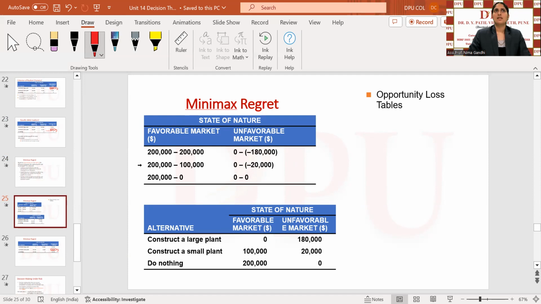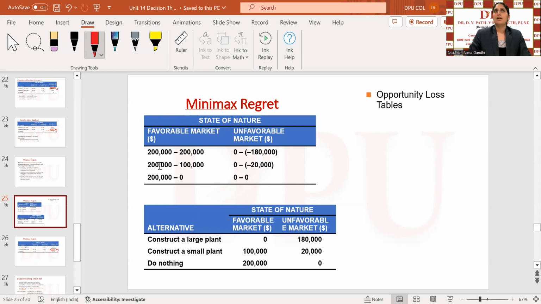If they choose the second alternative and the market remains favorable, they are losing the chance of making the extra profit of 1 lakh, which they would have earned if they had selected the first alternative, right? The maximum profit they can make is 2 lakh, but because of the selection of the second alternative, they have lost the chance of making an extra profit of 1 lakh. So here the opportunity lost is 1 lakh.